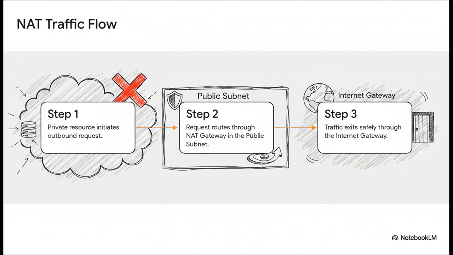That is exactly where the NAT gateway comes in. Network Address Translation. So picture this traffic flow. Your deeply private resource needs something, so it initiates an outbound request. That request routes through the NAT gateway, which we've carefully placed securely in the public subnet. From there, the traffic safely exits through the internet gateway.